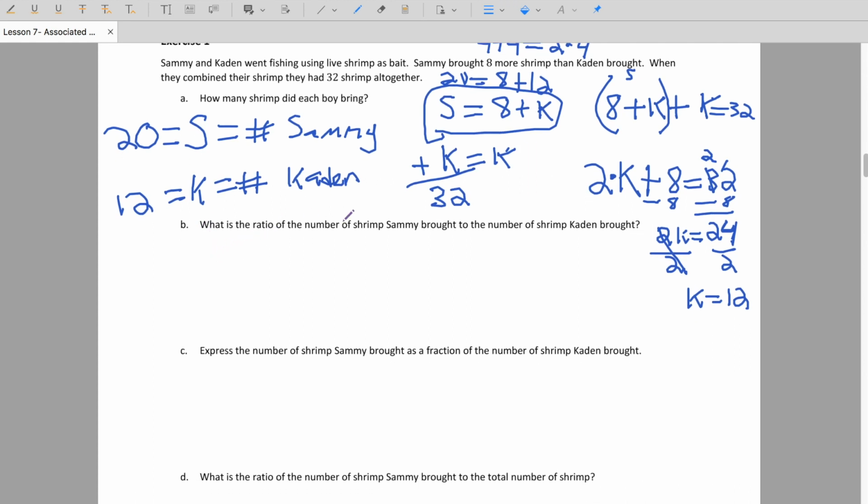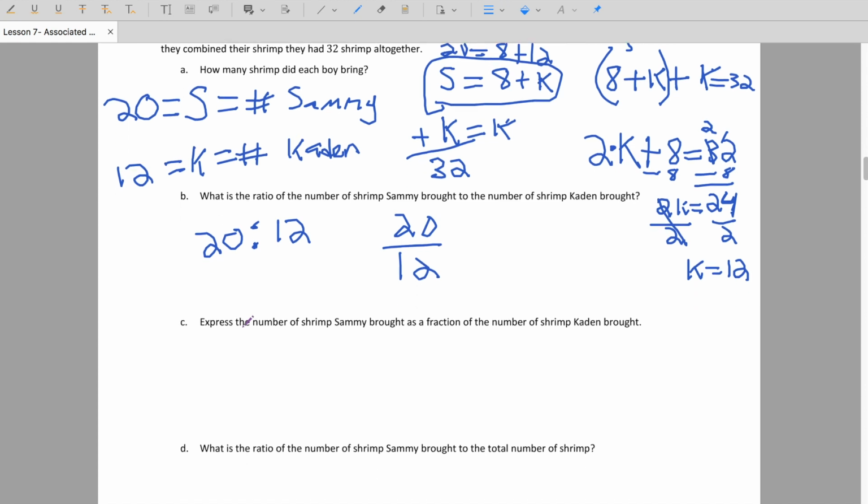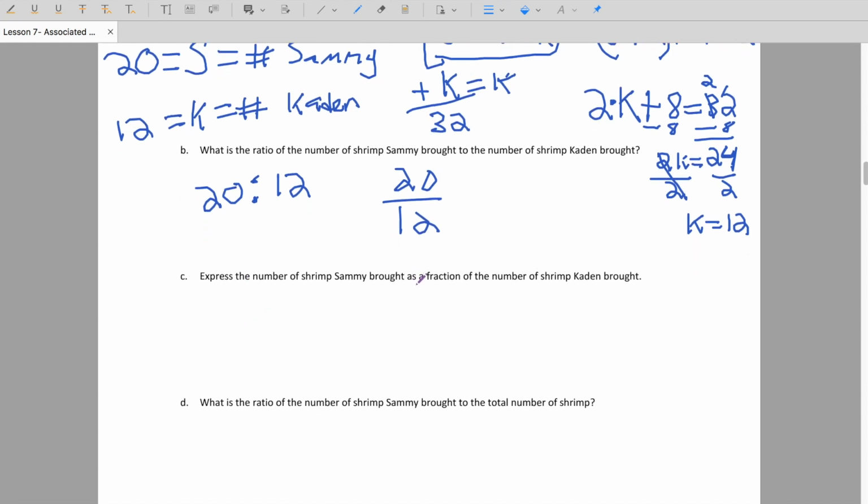B says, what is the ratio of the number of shrimp Sammy bought to the number of shrimp Caden bought? Well, Sammy bought 20 and Caden bought 12. So 20 to 12, or we can write it as a fraction, 20 to 12. C, express the number of shrimp Sammy brought as a fraction of the number of shrimp Caden brought.